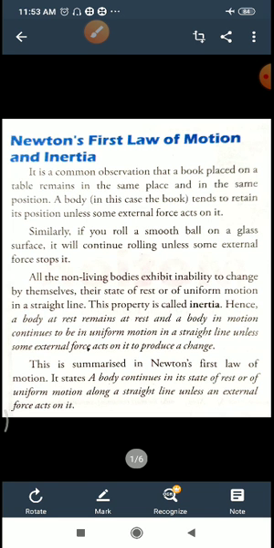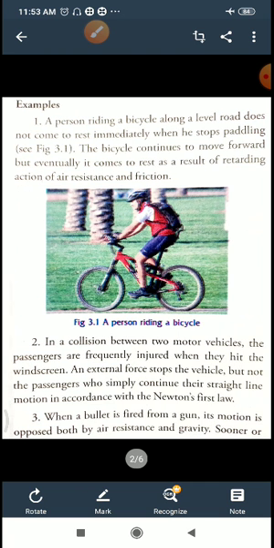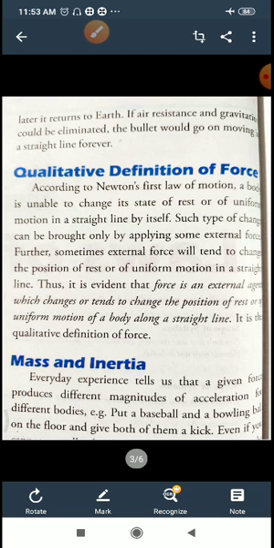In the previous classes, we discussed Newton's first law of motion and inertia, and some related examples which are given in your book. I hope all of you have understood that much. We also discussed the qualitative definition of force, which is explained from Newton's first law of motion. Go through it properly. I hope all of you have understood up to this much.